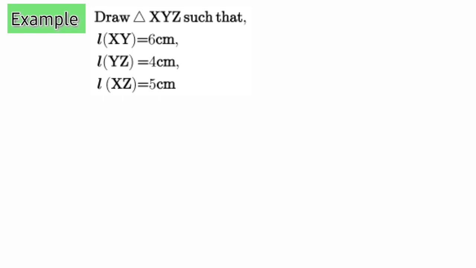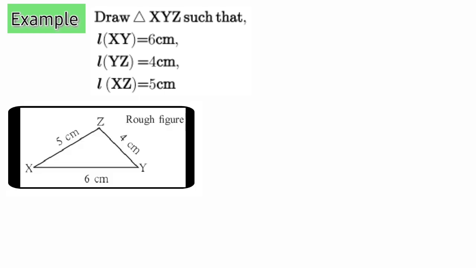Example. Draw triangle XYZ such that length of XY equal to 6 cm, length of YZ equal to 4 cm and length of XZ equal to 5 cm. At first, to construct this triangle, we have to draw a rough figure.